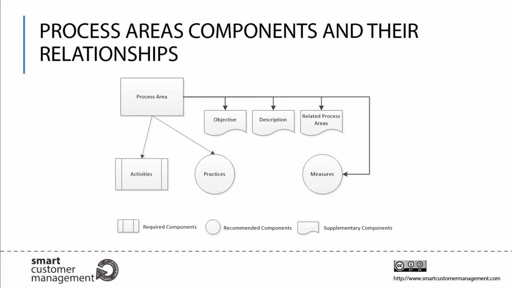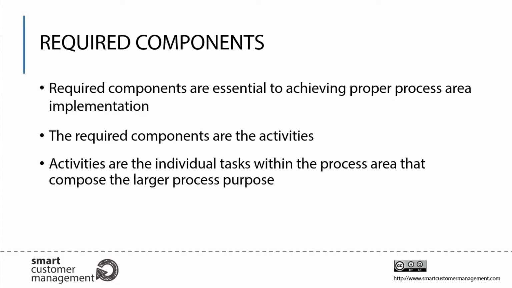As you can see, process area components are grouped into three categories that reflect how to interpret them. They are required components, recommended components, and supplementary components. Required components are essential to achieving proper process area implementation. The required components in the Smart Customer Management Model process areas are the activities. Activities are the individual tasks within the process area that compose the larger process purpose.